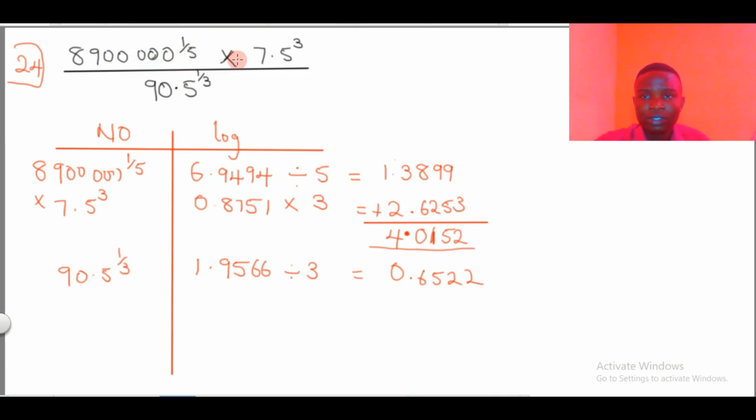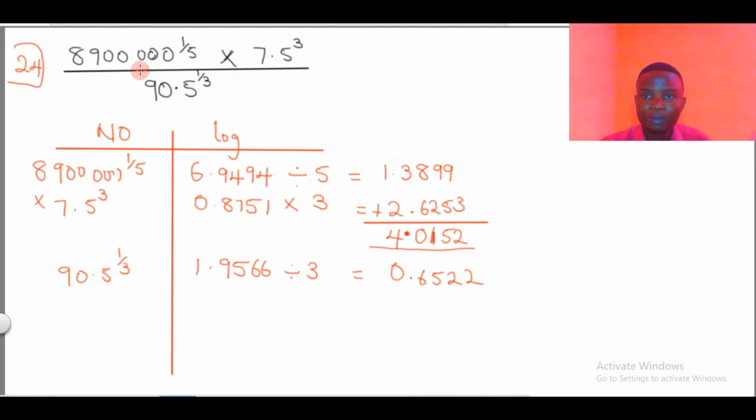So having gotten this and also gotten this, the next thing is now to evaluate. So here I have 8,900,000 raised to the power of 1 over 5 times 7.5 raised to the power of 3 divided by 90.5 raised to the power of 1 over 3. So this numerator part, we have this as our answer, 4.0152. This is our log value for the numerator. Then our log value for the denominator is 0.6522.